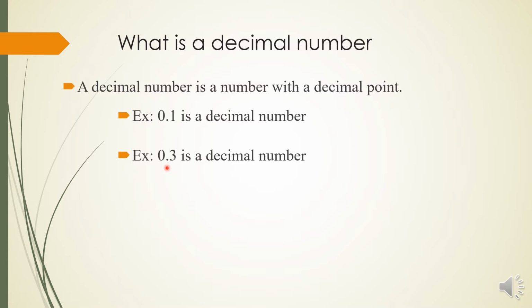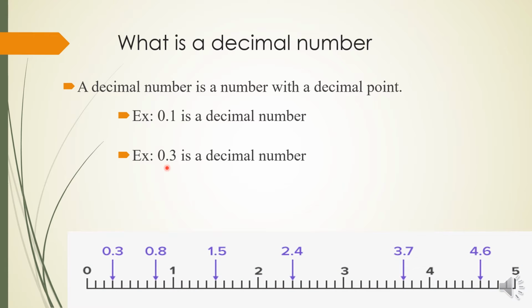Where can you find the decimal numbers? For example, we can find the decimal numbers in the ruler. 0.1, 0.2, 0.3, 0.4, 0.5, 0.6, 0.7, 0.8, 0.9, 1, 1.1, 1.2, 1.3, 1.4, 1.5, and so on.